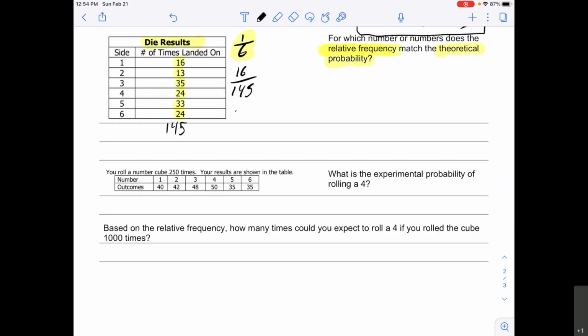So we're going to continue checking all of these. 13 over 145. Well, if we try to simplify 13 over 145, only 13 goes into 13, and 13 doesn't go into 145, so we can't simplify that either. Let's try 35 over 145. All right, well, those are both divisible by 5. That gives me 7 over 29. All right, well, that's not the same as 1/6. So let's check another one. 24 over 145.